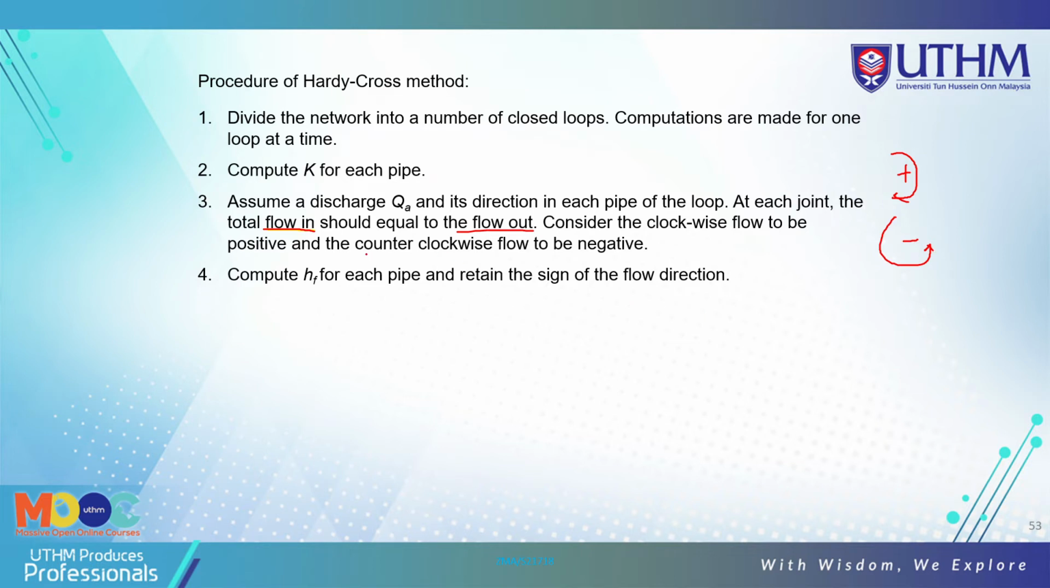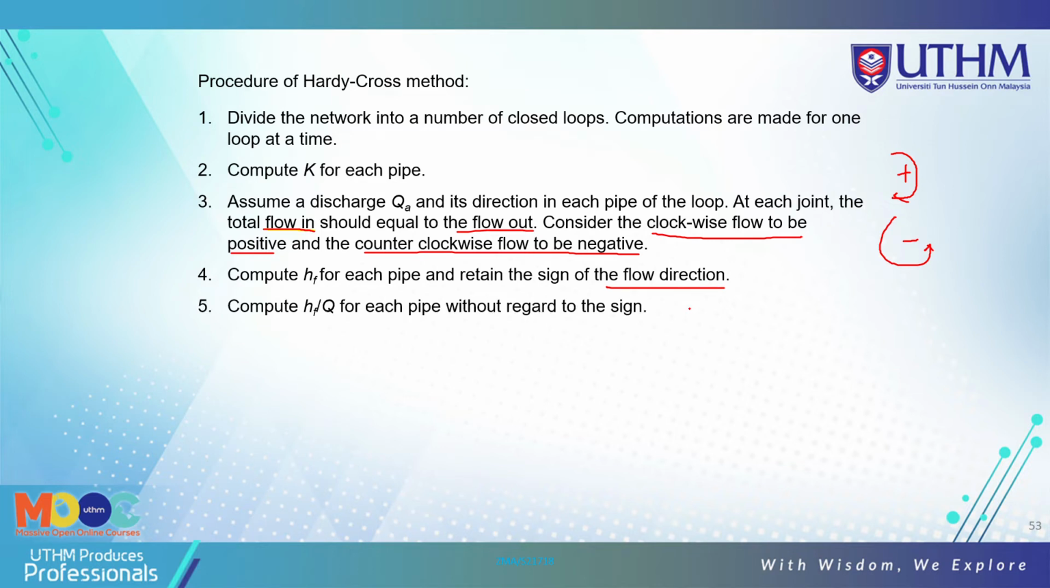Take counter-clockwise or anti-clockwise flow to be negative, and clockwise flow to be positive. Compute HF for each pipe and retain the sign of the flow direction. You must know to retain the flow direction. Then compute HF divided by Q for each pipe without regard to the sign.